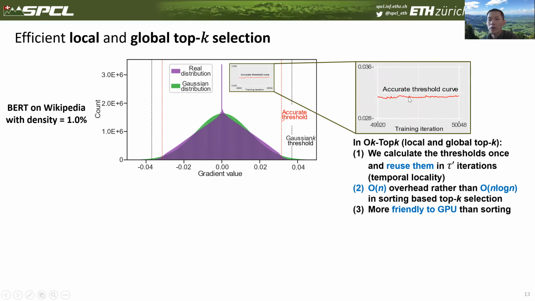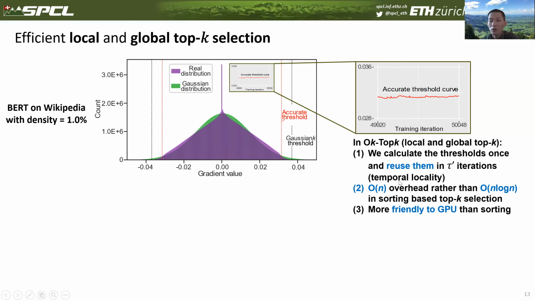Furthermore, we also observe that the accurate threshold is actually changing slowly as the training goes on. Therefore, in Ok-Topk, for both local and global top K selection, we evaluate the threshold once and reuse it in the following tau iterations. We call this the temporal locality for the statistics of the gradient values.